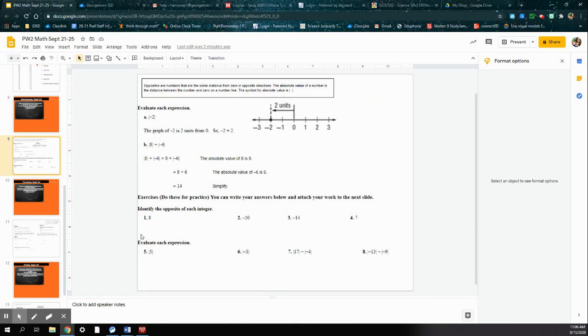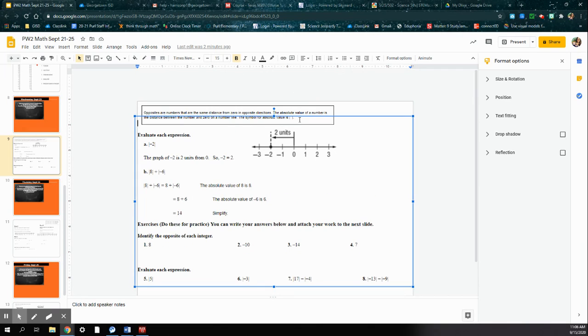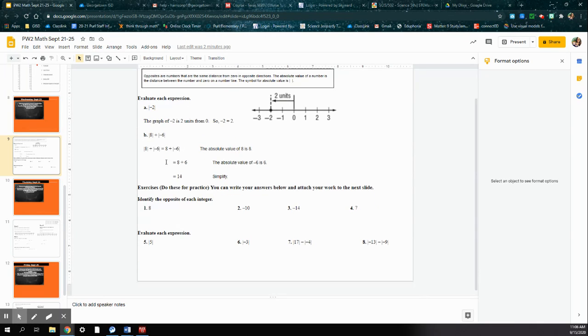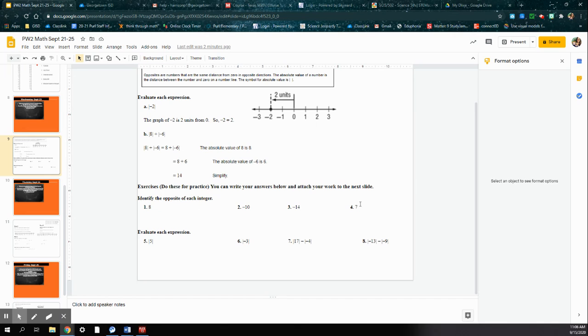This is the practice work you're going to do. So opposites are numbers that are the same distance from 0 in either direction. The absolute value of a number is the distance between that number and 0. Okay, so we're going to talk about what all of that means. And this is just an example of evaluating the expression the absolute value of -2. And then today you're going to do opposites, and then you're going to evaluate these expressions. Okay, so let's go ahead and get started.